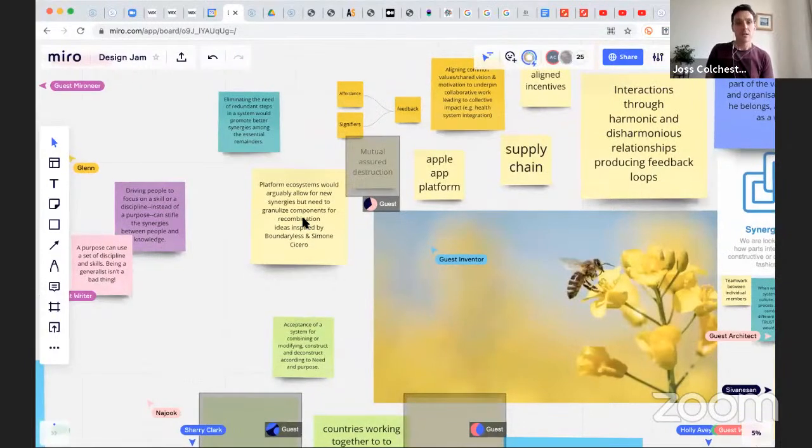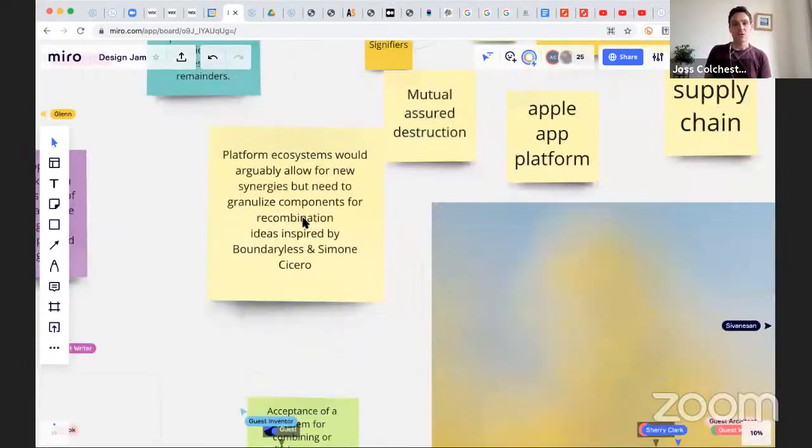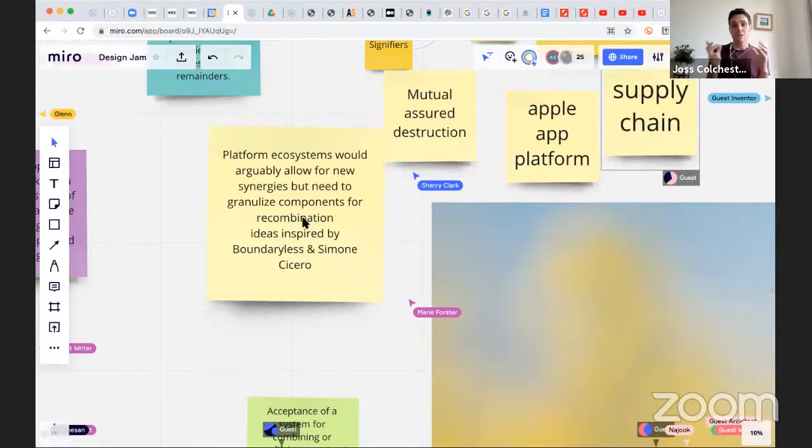Platform ecosystems would arguably allow for new synergies, but need to granularize components for recombination, inspired by Boundaryless and Simon Cicero. Yeah, I mean, that's what a platform should be doing, really, isn't it? Thinking about how the parts could interrelate in synergy.